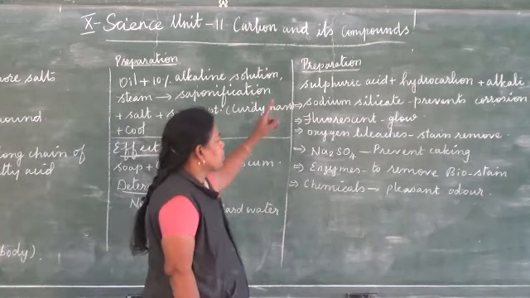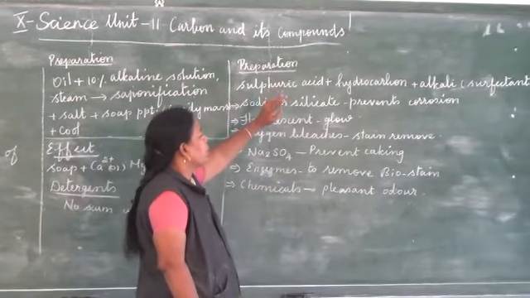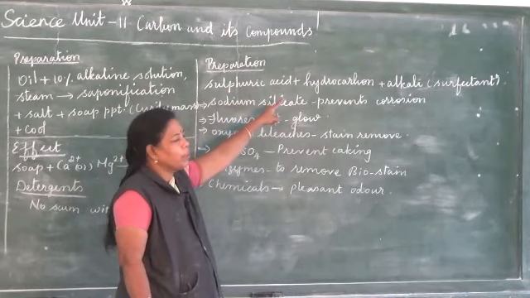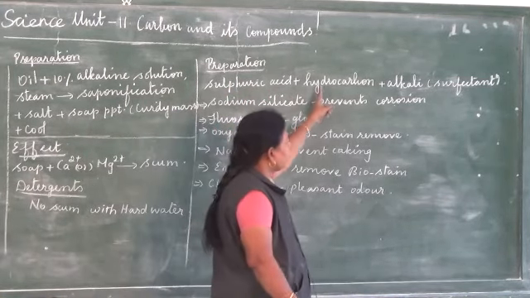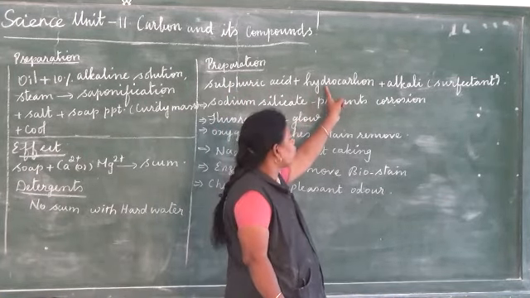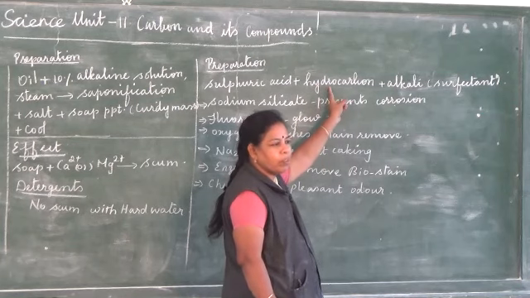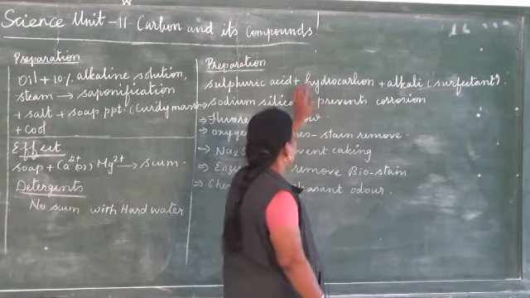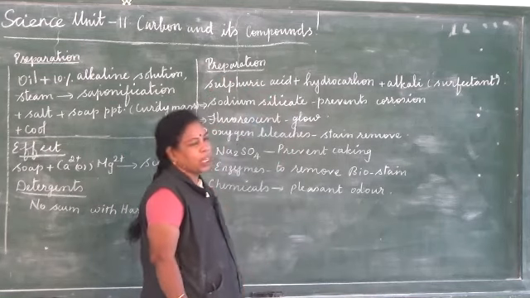And then, how are detergents prepared? Sulfuric acid is treated with a hydrocarbon obtained from a petroleum product. This is the petroleum product. So with the hydrocarbon obtained from the petroleum product, we are going to add sulfuric acid.